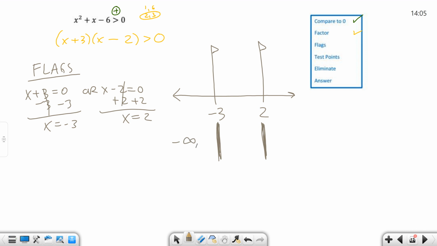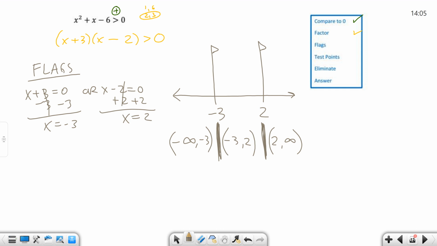And I go from negative infinity to -3, from -3 to 2, and 2 to infinity. Parentheses always around infinity and negative infinity. Always the case. All right. And then -3 and 2 open flags, so they also get parentheses. So parentheses abound here. Parentheses everywhere.